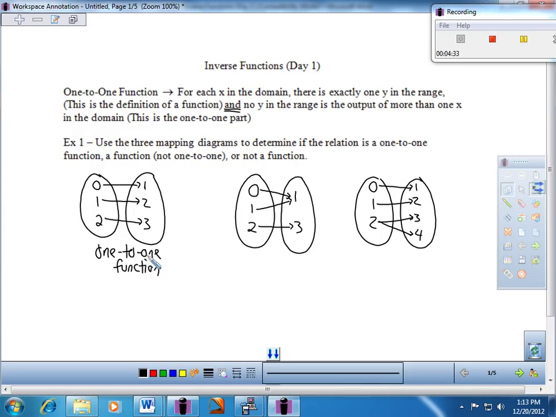All right. How about the other two? This one right here, I would say is a function, definitely, just not one-to-one. And let's see why that is. So remember a function: this x produces one y, this x produces one y, this x produces one y. But as you can see, this one right up here, that output is coming from more than one input. It's coming from the 0 and the 1.